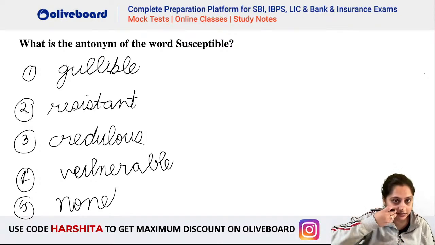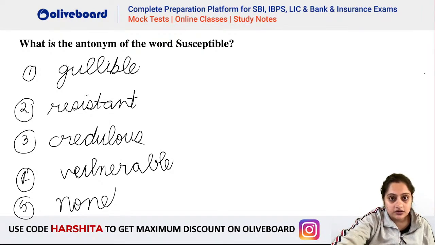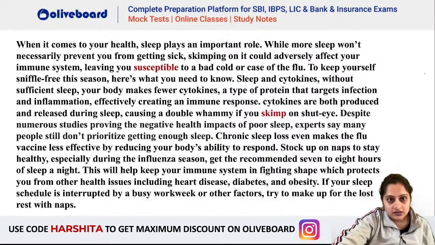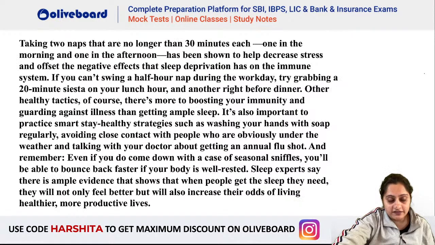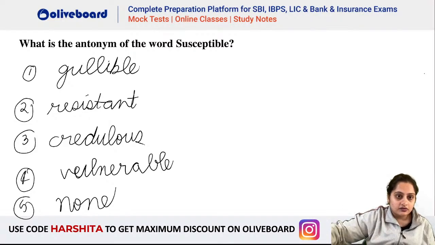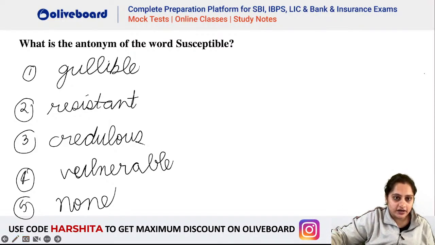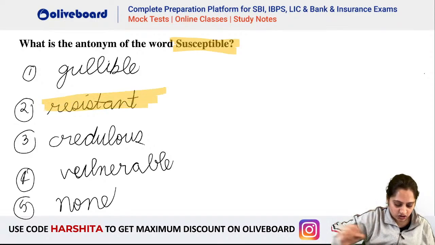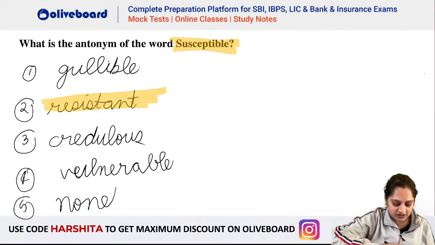Antonym, opposite. So susceptible. Now you are saying here, susceptible to bad cold, leaving you susceptible. So vulnerable will become the synonym. Okay. Vulnerable, you are vulnerable means you can get a bad cold, you can catch cold. Gullible is not a synonym, the synonym of susceptible is vulnerable. Okay, but opposite will be resistant. You will not be catching cold, you are resistant to it. Very good. 2 is correct.